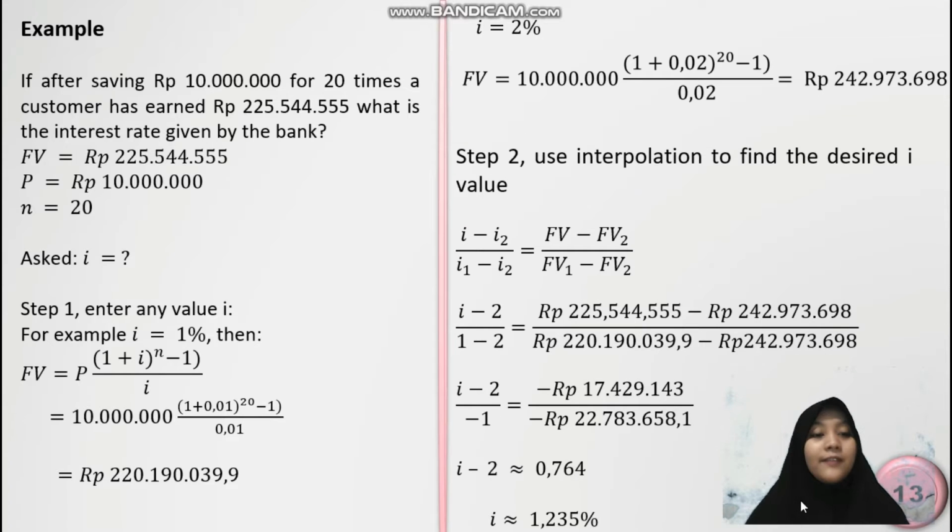Example: if after saving 10 million rupiah for 20 times, a customer has earned 225,545,555, what is the interest rate given by the bank? From the question, we know that the future value is 225,545,555, the payment is 10 million rupiah, and the number of periods is 20. And we know that to find the interest rate, there are two steps.